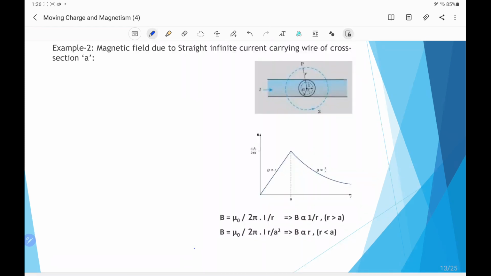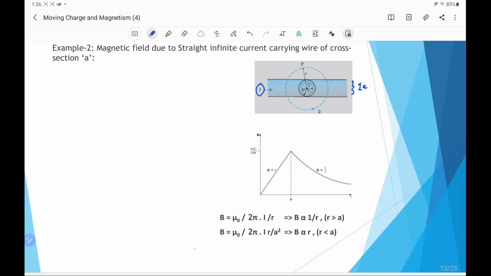Example 2 is to find the magnetic field due to a straight infinite current carrying wire of cross section A. Here in the figure, this is a wire which has cross section A, that means its radius is A, and it's carrying the current I over this cross section, and we have to find the magnetic field at a point which is either inside the wire or outside.